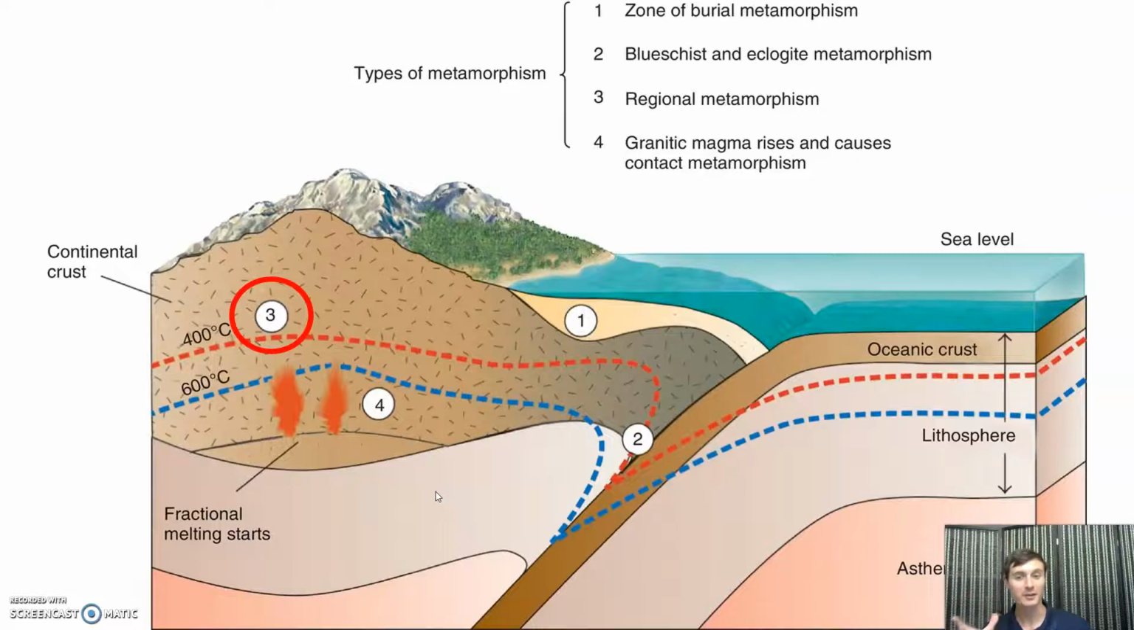So back to this diagram, which we've seen before. Here is contact metamorphism, but here, underneath the mountain range as it's building, this is where we get our regional metamorphism. Going to be much more extensive in terms of the total area altered.